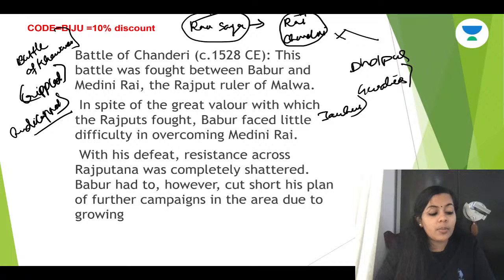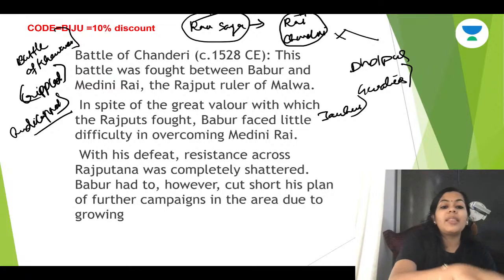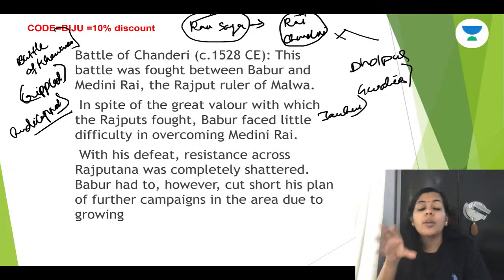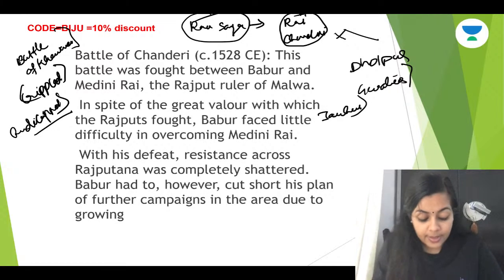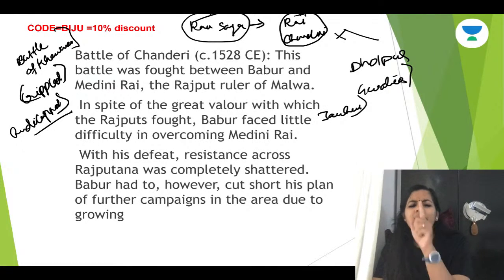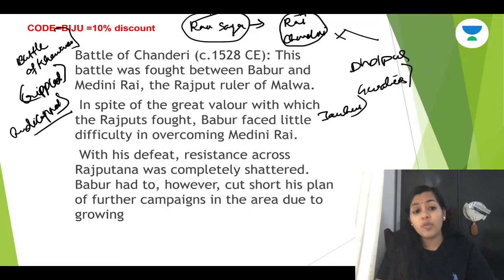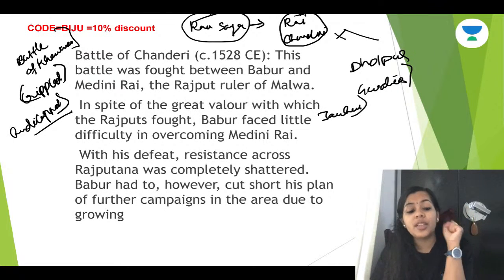After the Battle of Chanderi, Babur's authority was not challenged by the Rajputs. Okay, so this is the Battle of Chanderi. Babur tried to conquer Chanderi and he fought for it. And after the loss, till the last man the Rajputs tried to fight back against this Islamic empire. Fine. So this is the story of the Battle of Chanderi.